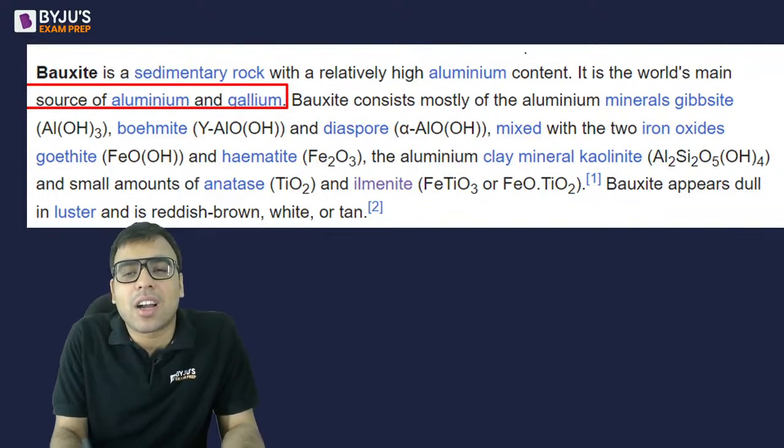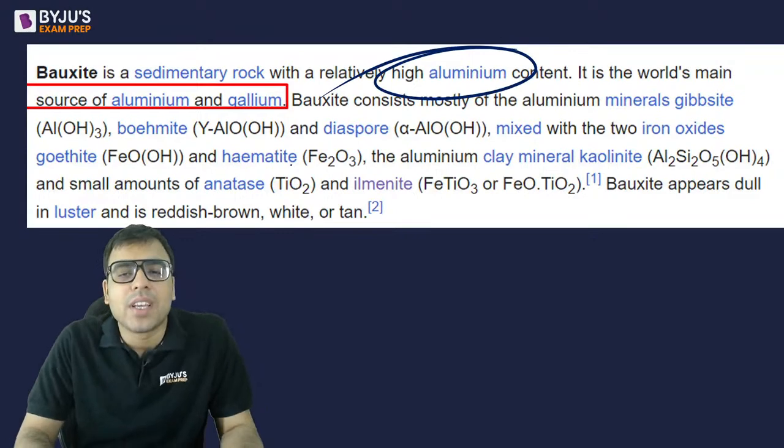Bauxite is a sedimentary rock of high aluminum content. Okay, so just have an idea about it.